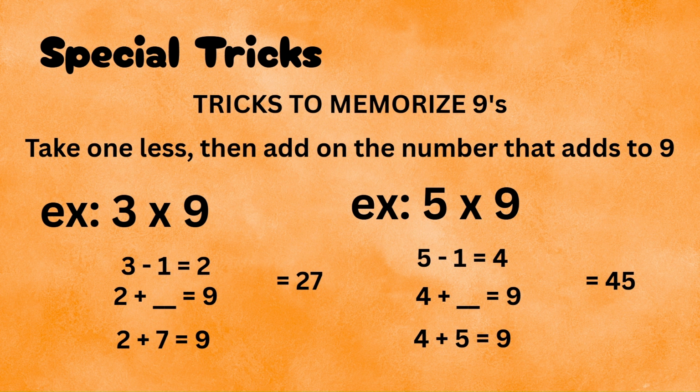There are a lot of tricks to memorize the 9's, but today I'll only go over one of them. Take one less and add on the number that adds to 9. This may sound complicated, but it's easier than it sounds. Let's take the equation 3 times 9. If you minus 1 from 3, you get 2. Then you have to find what adds with 2 to equal 9. Subtract 2 from 9 and you get 7. Then you attach the 7 on the back of the 2, turning it into 27. So minus 1, then attach the number that equals to 9. This trick works for numbers 0 through 10.